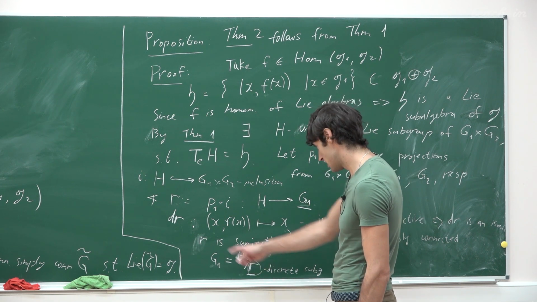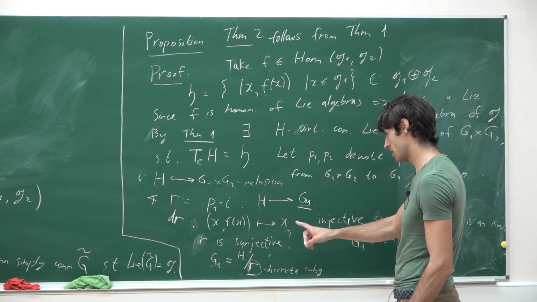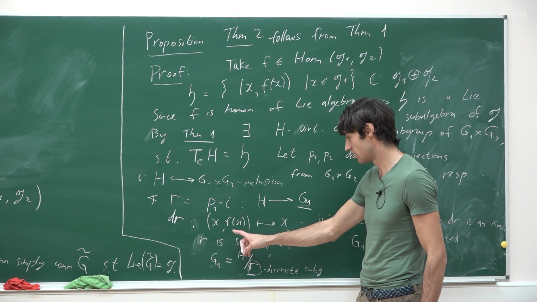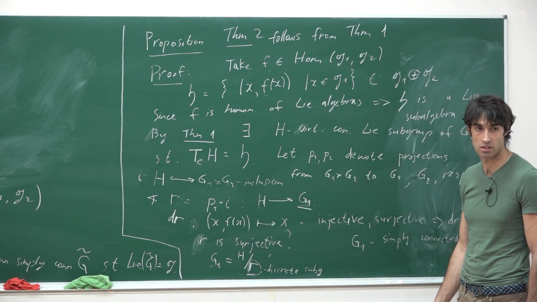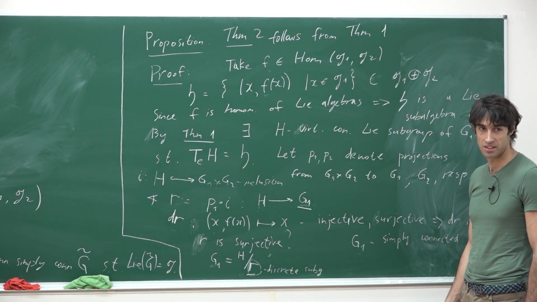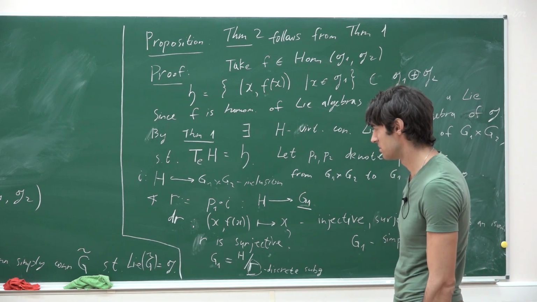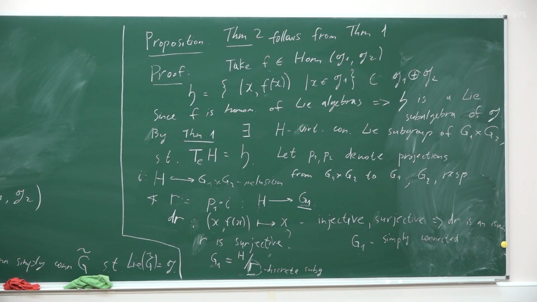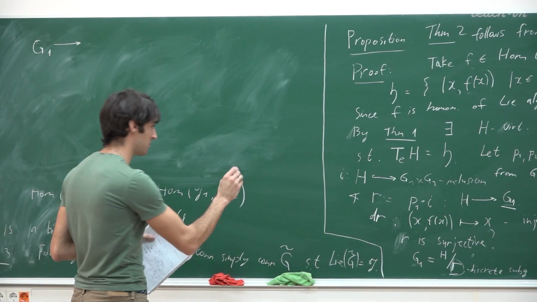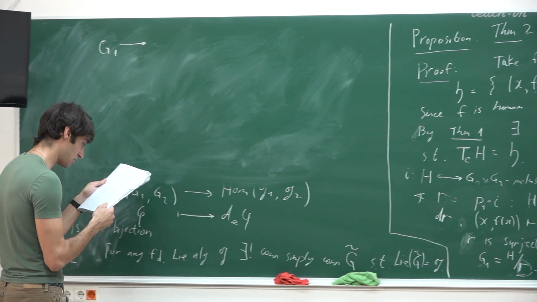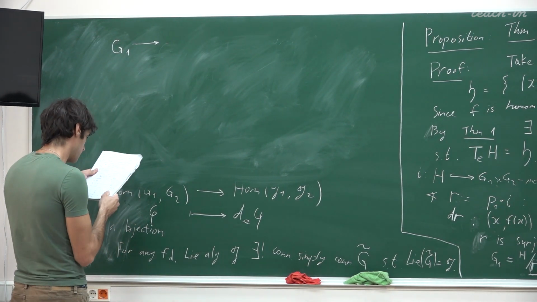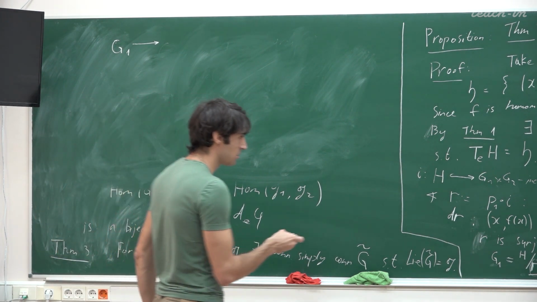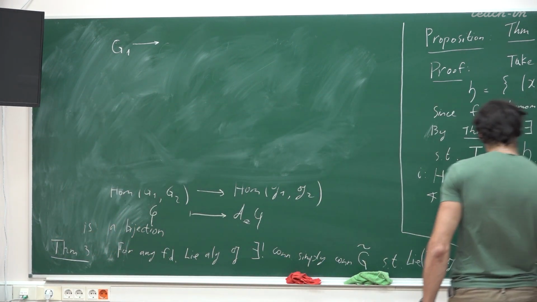Yes, this is surjective, and this is injective. That's for sure. But we need R to be surjective. That's the whole point. I don't see it right away. Anyways, if you don't get it during the lecture, this will be something that I should comment on later. Anyways, now I'm using simply connectedness of G1.